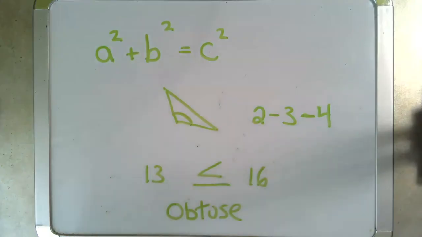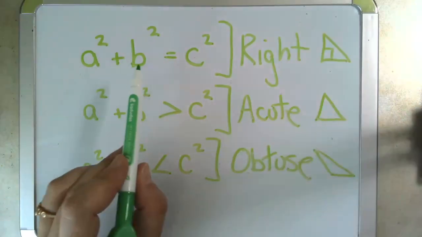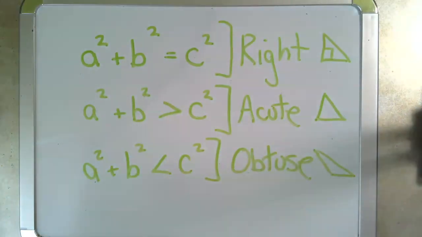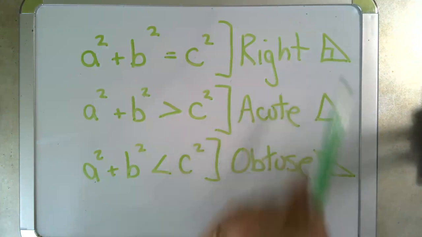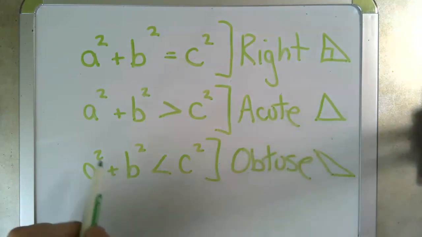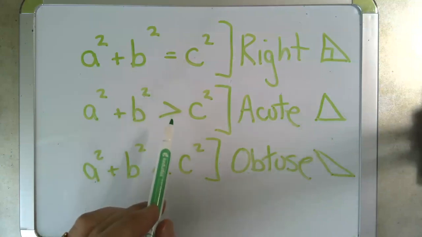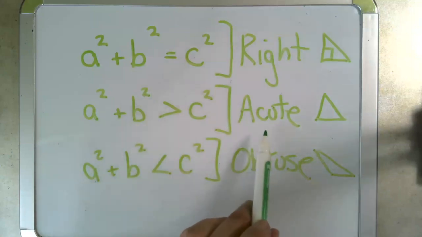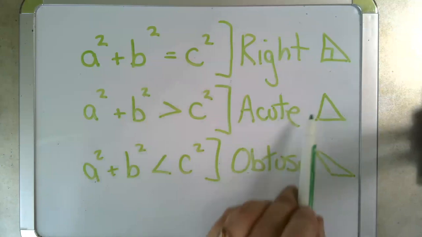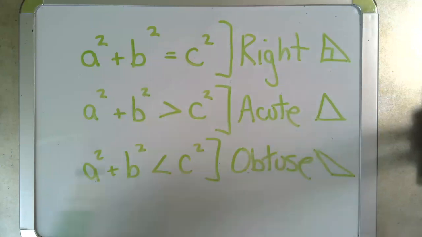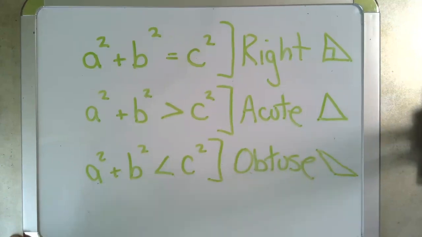So let's summarize. When a squared plus b squared equals c squared, we have a right triangle. That means a triangle that contains a right angle. When a squared plus b squared is greater than c squared, we have an acute triangle where all three angles are less than 90. And when a squared plus b squared is less than c squared, we have an obtuse triangle, a triangle where one of those angles is greater than 90 degrees.